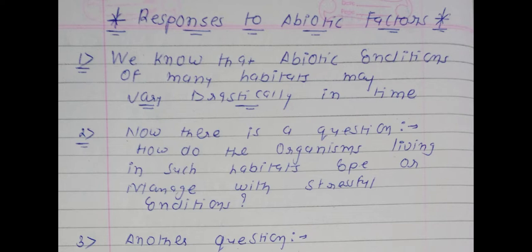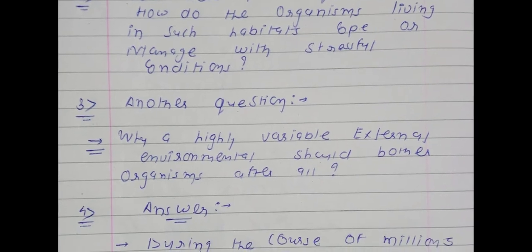Point number 2. Now there is a question: how do the organisms living in such habitats cope or manage with stressful conditions? It means how fish is able to survive in water, how camel is able to survive in desert. Okay, how different types of organisms are able to survive in the polar regions, how penguins are able to survive in the polar regions. So different types of organisms have different types of habitats, so how are they able to manage with stressful conditions? Okay, it is the first question.